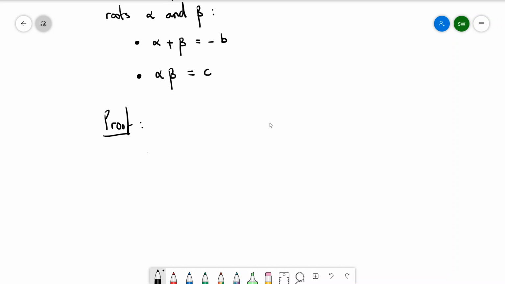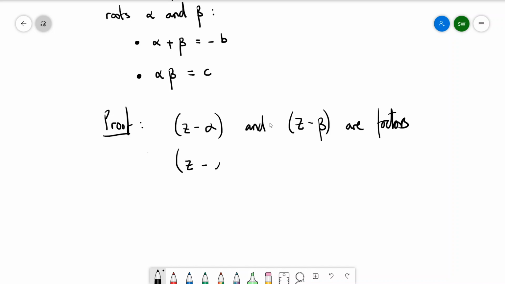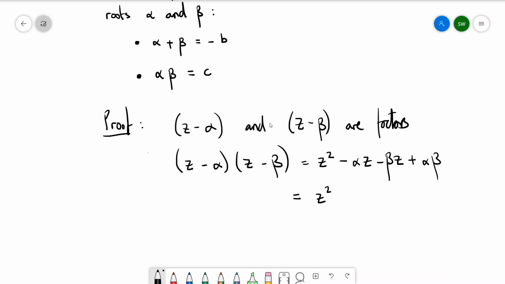We know that because alpha and beta are roots, then z minus alpha and z minus beta are factors. So the quadratic must be z minus alpha and z minus beta. So if we times these two together, then you would get z squared minus alpha z minus beta z plus alpha beta. Well, we can make this look a little bit more like a quadratic by taking z outside of a bracket, and I'm going to write it as z squared minus (alpha plus beta)z plus alpha beta.